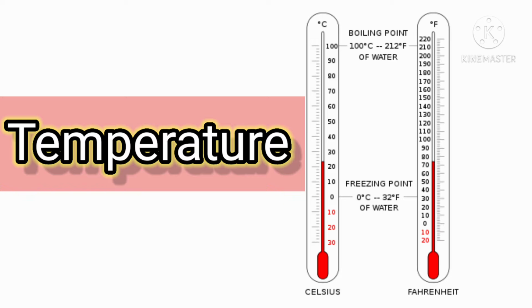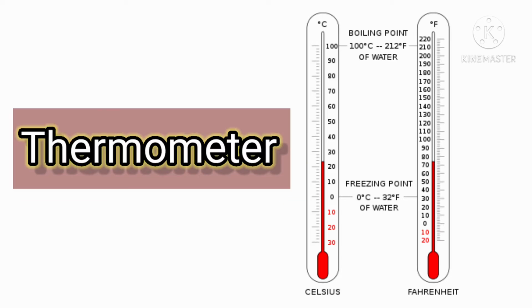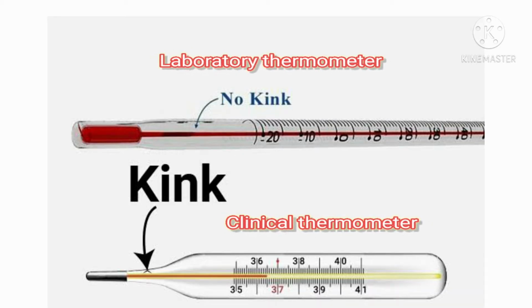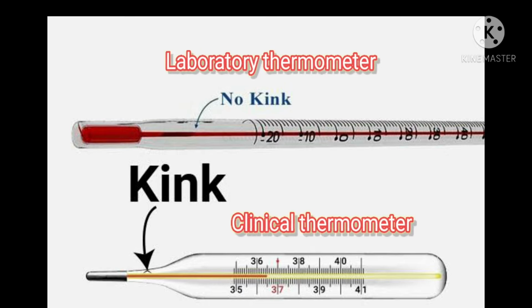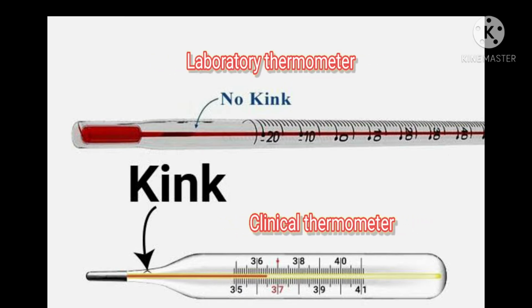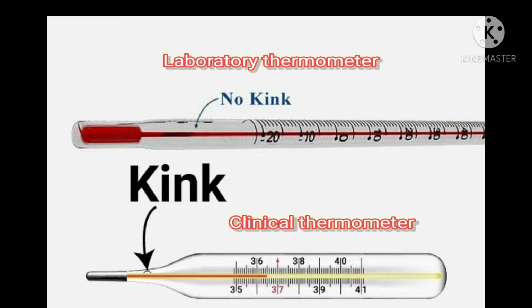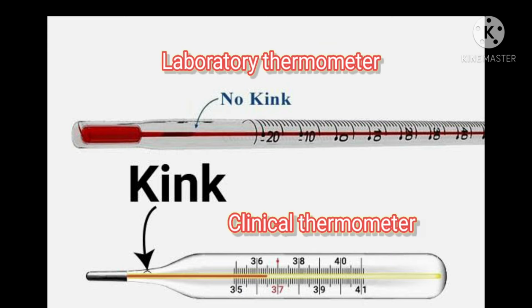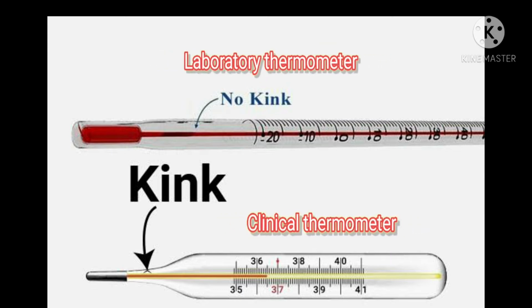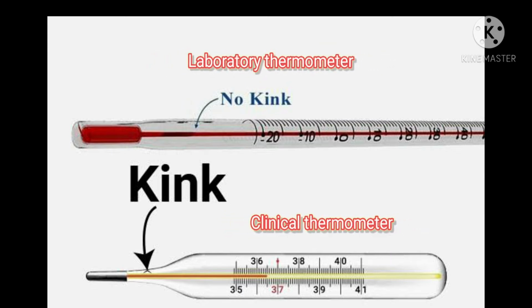And we use a thermometer to measure the temperature of our body. Now there are two types of thermometer, laboratory thermometers and clinical thermometers. A laboratory thermometer is used in laboratories for measuring temperature while performing experiments. The commonly used laboratory thermometers have a range from minus 10 degrees Celsius to 110 degrees Celsius.